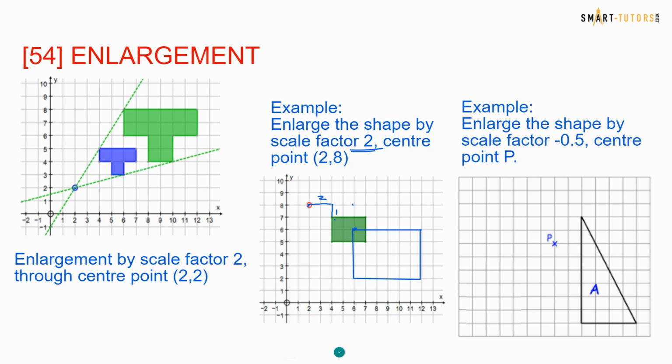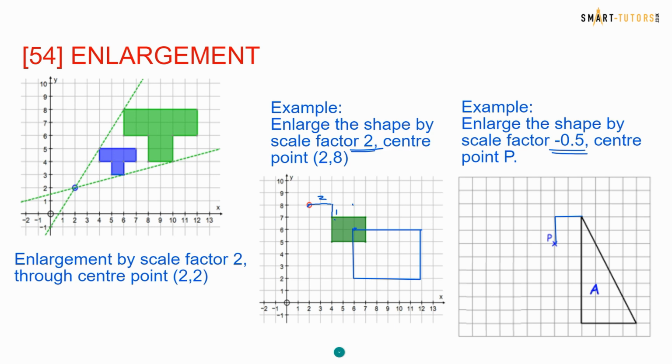And this is the rectangle of the enlargement. So the next one, for example, enlarge the shape by scale factor minus 0.5. Minus 0.5 means you need to travel the opposite way. So from here, let's say you need to travel 2 up and 2 to the right. So you have to do the opposite way.